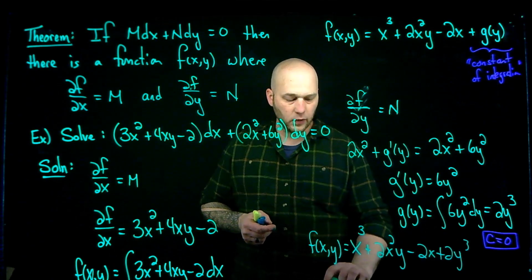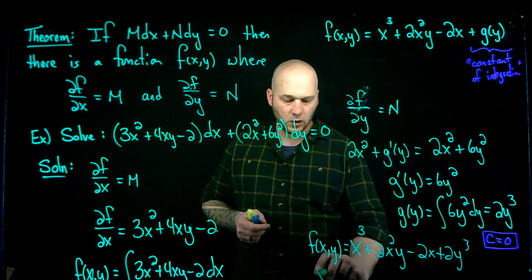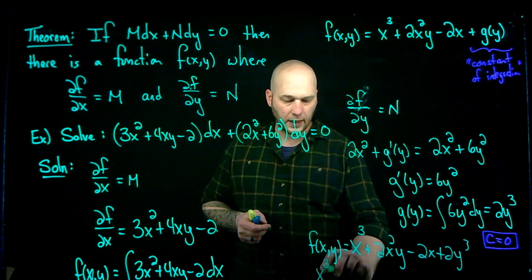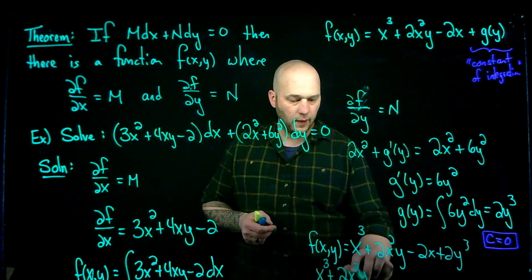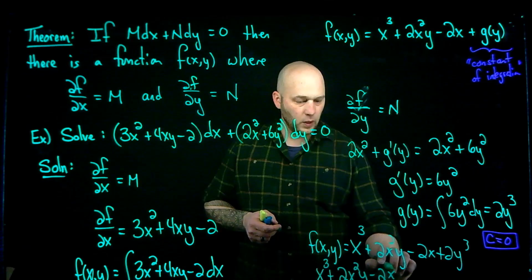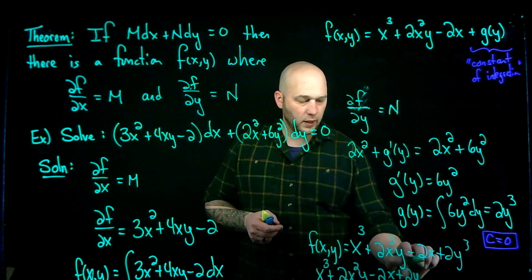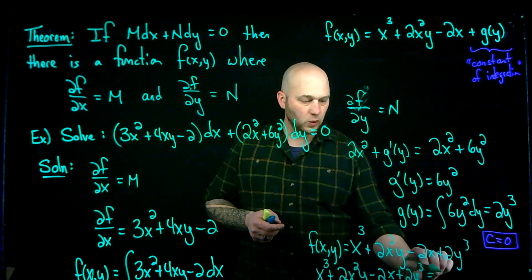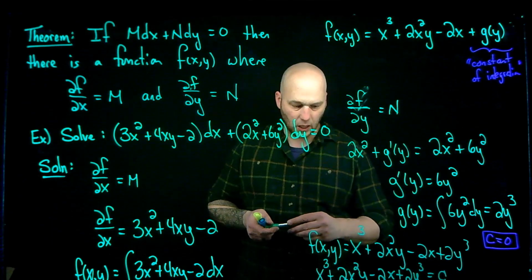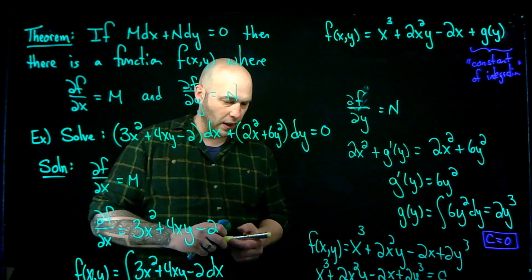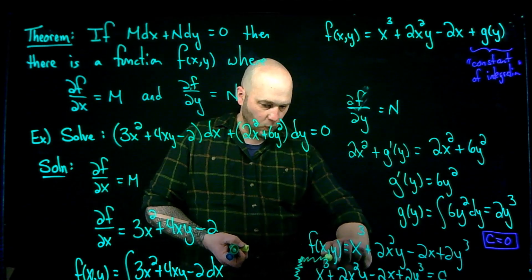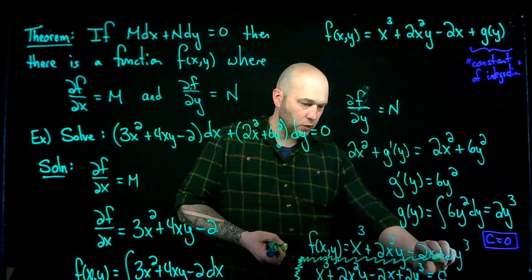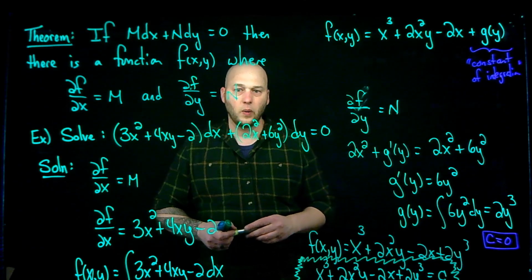And the solution to the differential equation actually is the level curves of this function. So the level curves of this function, if you remember, consist of that expression equal to a constant. So x cubed plus 2x squared y minus 2x plus 2y cubed is equal to a constant c. And so the level curves defined by this equation would be the solutions to the differential equation.